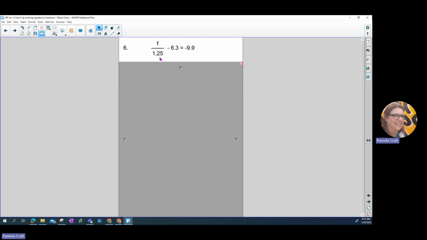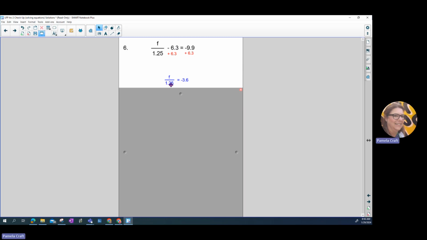Number 6, F divided by 1.25 minus 6.3 is equal to negative 9.9. We have a subtraction happening and division. So we're going to undo subtraction first by adding 6.3 to both sides of the equation. When I add those, again, negative 6.3 and positive 6.3 turn into that 0, leaving me with just F over 1.25 on the left. Negative 9.9 plus 6.3 is negative 3.6.